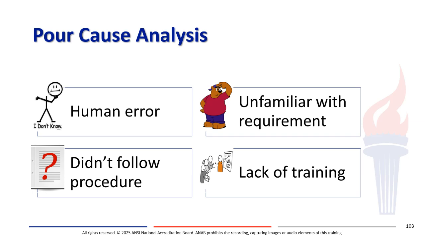These are examples of poor cause analysis: the human error, unfamiliar with the requirement, didn't follow the procedure, lack of training. These are all symptoms of larger causes that need to be investigated further. Next slide, please.